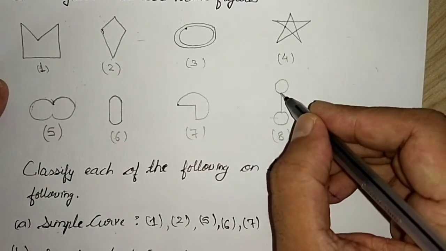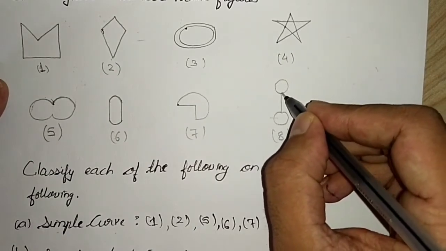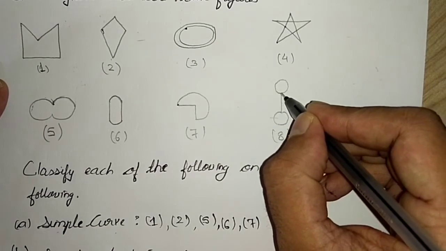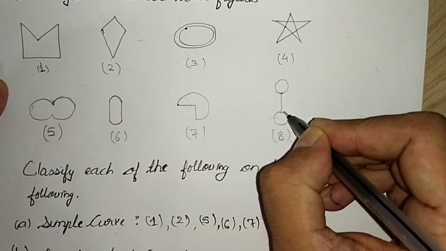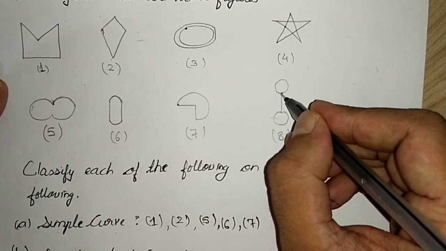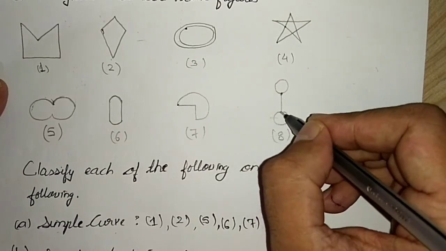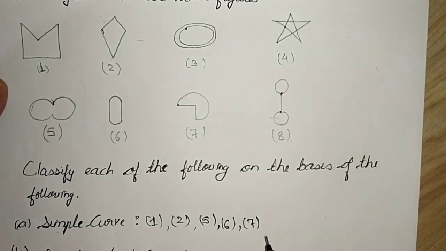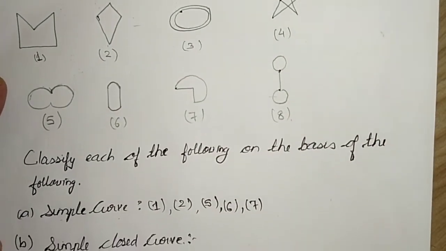Now this figure, if I am starting from here, again I came here and then I have to go back here and then again take a turn. So at 2 points, I am crossing over each other. So this will not be our simple curve.